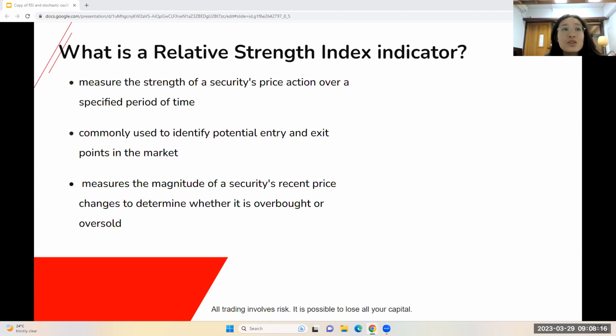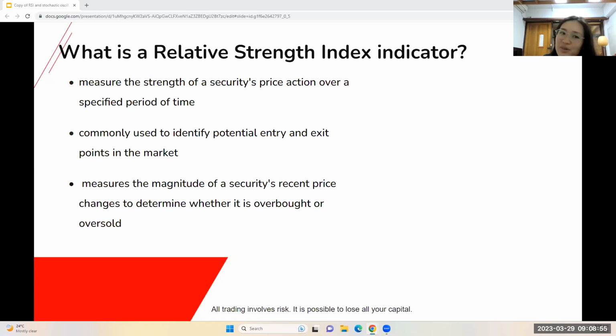Okay, so let's start with what exactly is the RSI. So RSI stands for Relative Strength Index, and it's used to measure the strength of a security's price action over a specific period of time. So it's also commonly used to identify potential entry and exit points in the market. So we'll be going through that in a couple more slides. So the RSI indicator measures the magnitude of a security's recent price changes to determine whether it's overbought or oversold.